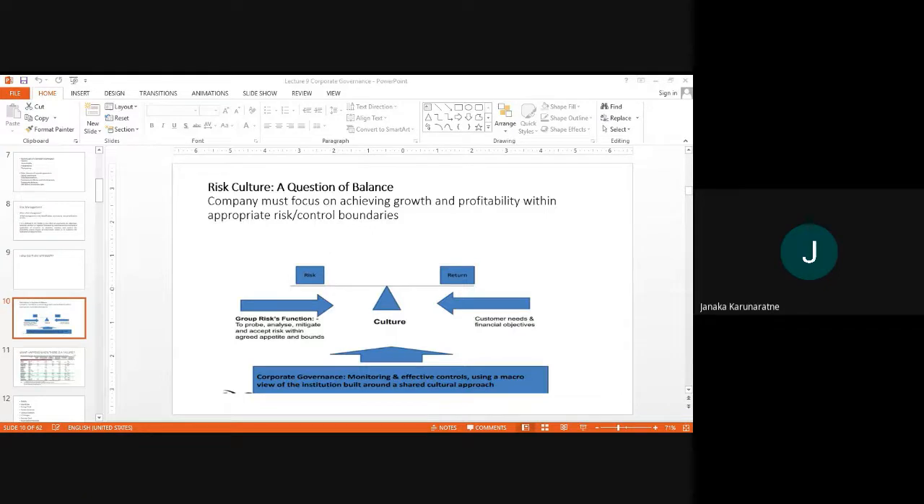Focus on achieving growth and profitability within appropriate risk control boundaries. So, the question of growth and profitability within the appropriate risk and control boundaries. So, it's a risk-return trade-off. Now, on one side, you have risk, on the other side, you have return. Okay. Now, the group's risk function.